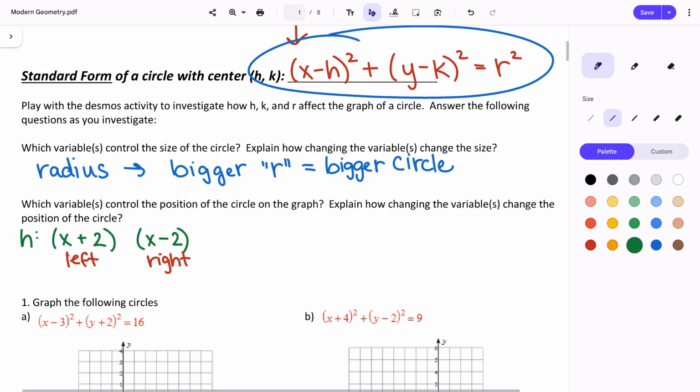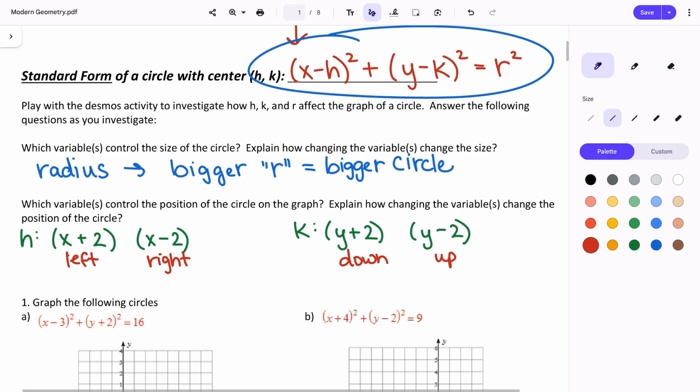Now, the K will affect whether it goes up or down. So that's going to play into your Y. So you could have Y plus 2, Y minus 2. And again, it's backwards. Plus 2 means it's going to move down. Minus 2 is going to mean it goes up. Again, that's all because of the numbers that they're putting in. If they put in a negative number, which does mean it went down, it changes to a plus sign. If they put in a positive, it stays with the minus.